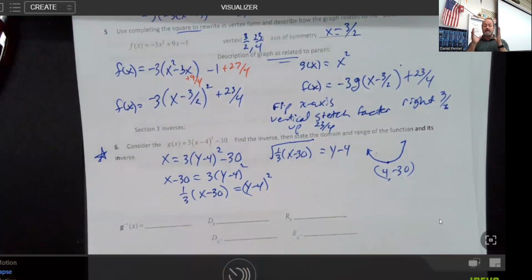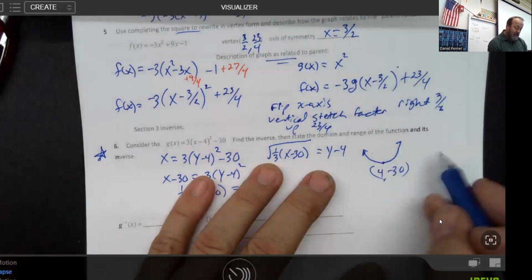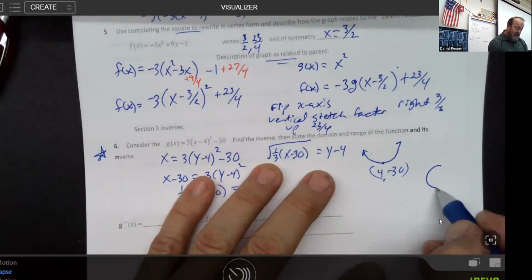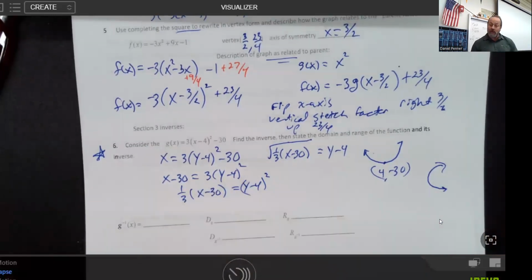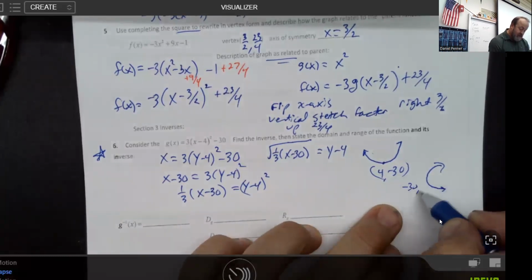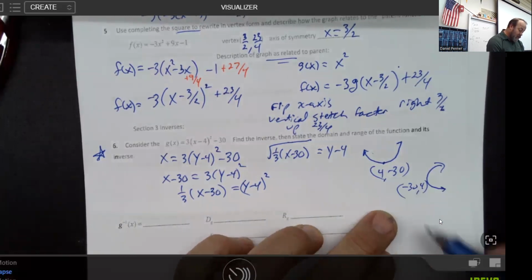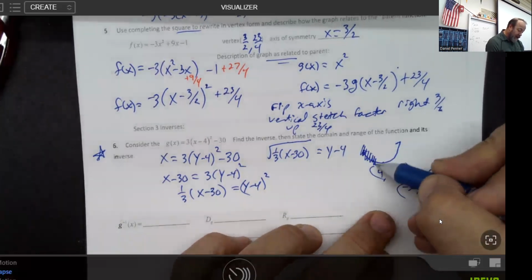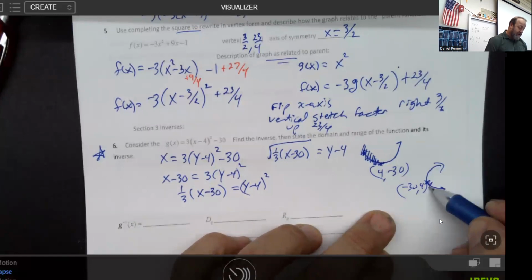It has to not only pass the vertical line test, it has to pass the horizontal line test, because we don't want to flip this and get a graph that fails the vertical line test. So remember, you swap X and Y, right? It looks like this, but we need to eliminate the left part of the graph so we can eliminate the right part of the graph.